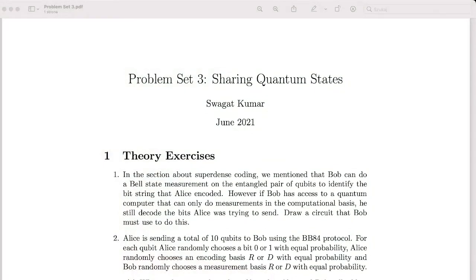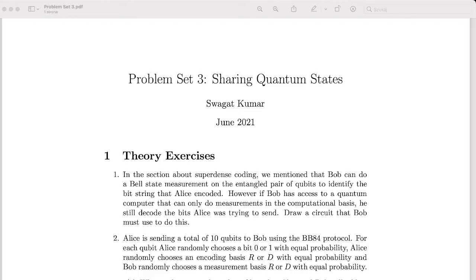Let me read the first problem. In the section about superdense coding, we mentioned that Bob can do a Bell state measurement on the entangled pair of qubits to identify the bit string that Alice encoded. However, if Bob has access to a quantum computer that can only do measurements in the computational basis, he still can decode the bits Alice was trying to send. Draw a circuit that Bob must use to do this.